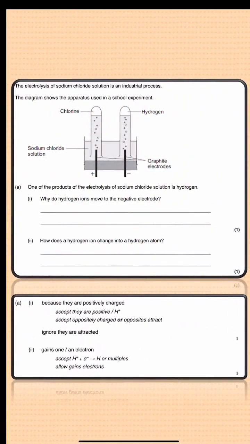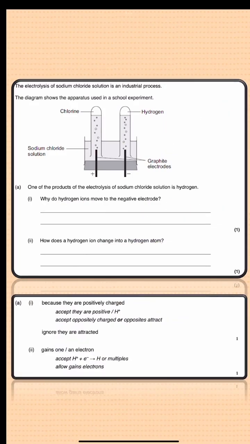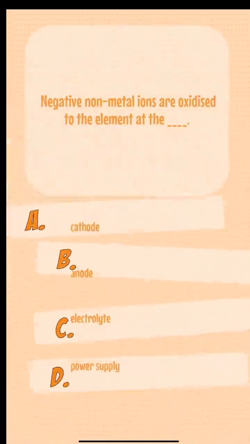So how does a hydrogen ion turn into a hydrogen atom? It gains electrons, just like you guys said. And that's what we get our marks for. So positively charged and they're attracted, and they accepted. Opposites attract, and then it gains an electron here. On to the next one.